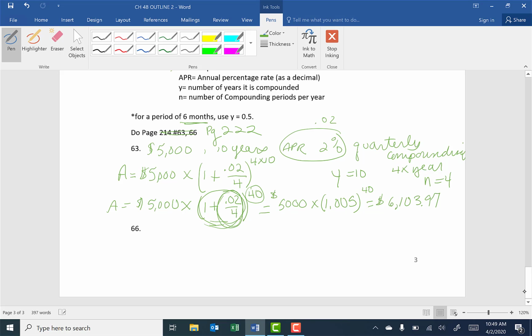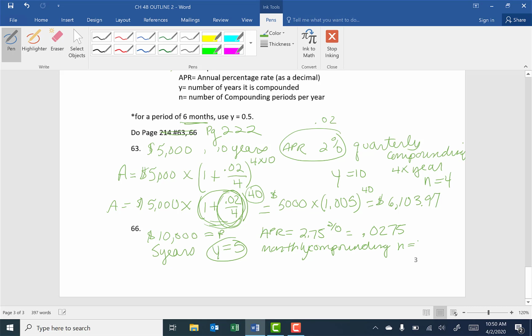Okay, let's look at problem 66. Problem 66 in your book states that we have $10,000, so our $10,000 is now our principal. We're investing it for 5 years, which is our Y, so Y equals 5. And we have an APR of 2.75%. Do the same thing, go left 2 places, so we have 0.0275. That is our APR. And it is monthly compounding. Monthly compounding means they're doing it every month, so our N equals 12.